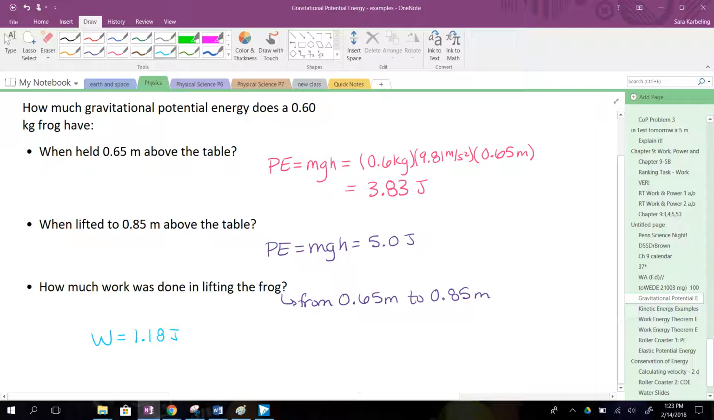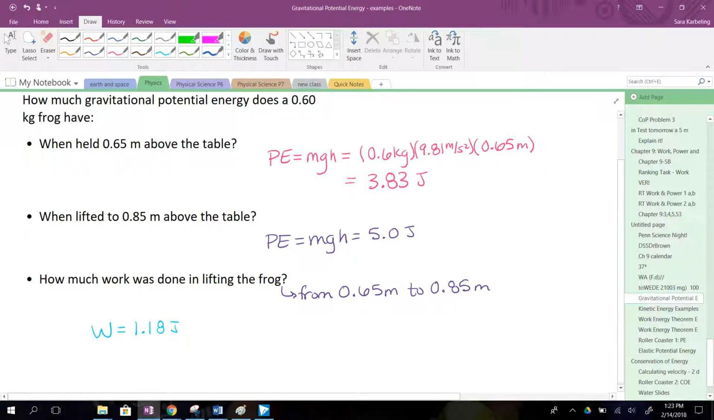How did you guys get what you're getting? What answer did you get? 0.12? Okay, now keep talking. I just wanted to know what the number was. We did how much work is done in lifting the frog. Work done is force times distance. The distance from 0.65 to 0.85 is 0.2. Times that by the force, which is the weight of the frog, so 0.6 times 0.2 is 0.12. But you have to multiply by the force, the weight. Our force is mass times 9.81. So multiply your answer by 9.81.